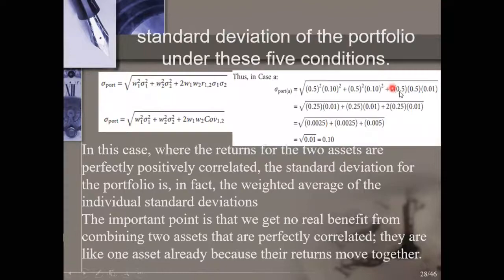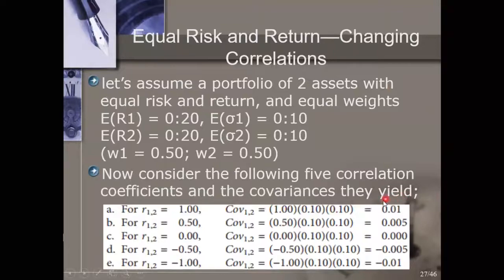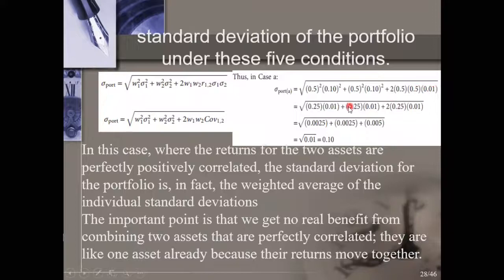2 multiplied by the weight of 1 multiplied by the weight of 2 multiplied by the covariance of 1 and 2 in situation A. So the covariance in situation A is 0.01, so we are taking this value 0.01. Now, if you solve this equation, what is the answer? Our answer is 0.01. Standard deviation of portfolio is how much percent? 0.10. 0.1. Now, 10%.